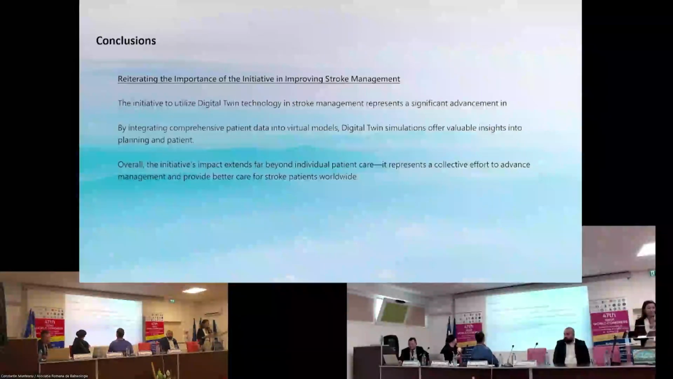So once again, reiterating the importance of this initiative, the initiative to utilize digital twin technology in stroke management represents a significant advancement in medicine by integrating comprehensive patient data into virtual models. Digital twin simulation offers valuable insights into patients, and overall, the initiative's impact extends far beyond individual patient care, and it represents a collective effort to advance management and provide better care for stroke patients worldwide.